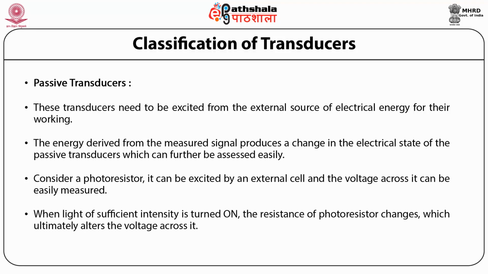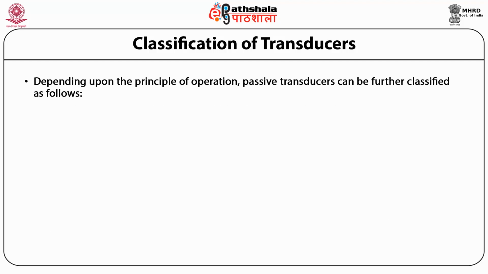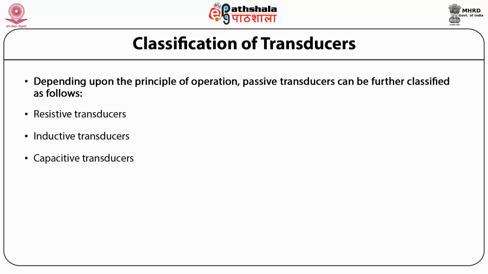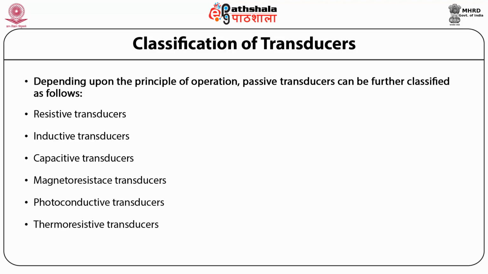When light of sufficient intensity is turned on, the resistance of a photoresistor changes, which ultimately alters the voltage across it. Depending upon the principle of operation, passive transducers can be further classified as follows. First, resistive transducers. Second, inductive transducers. Third, capacitive transducers. Fourth, magnetoresistance transducers. Fifth, photoconductive transducers. Sixth, thermoresistive transducers.